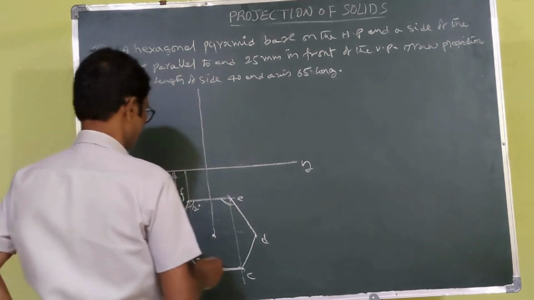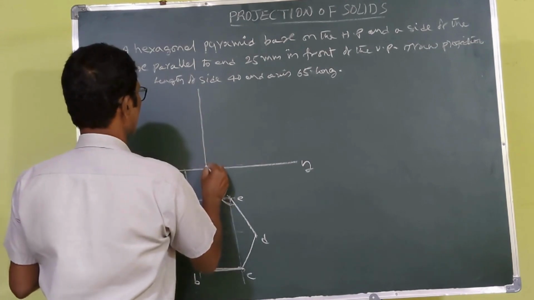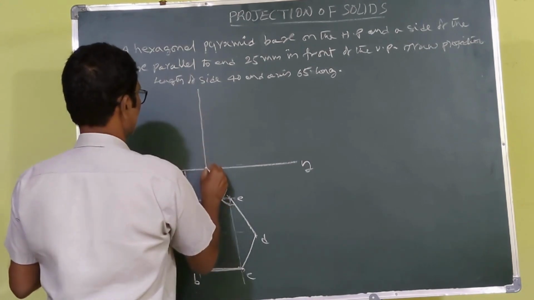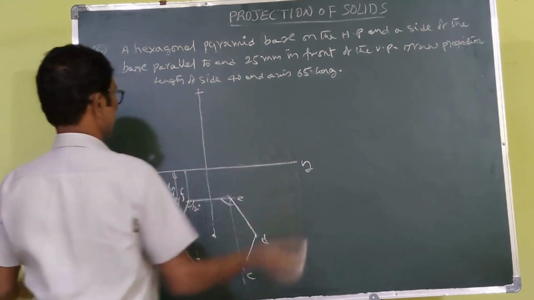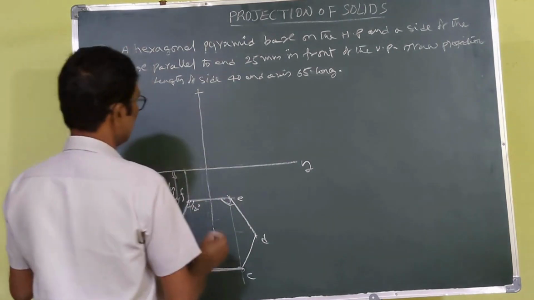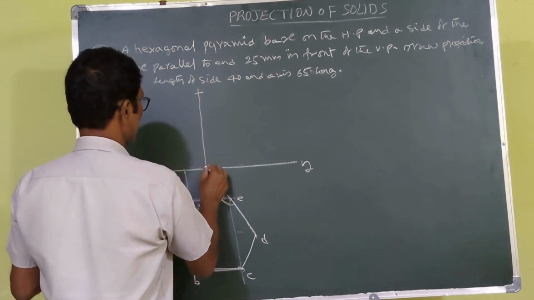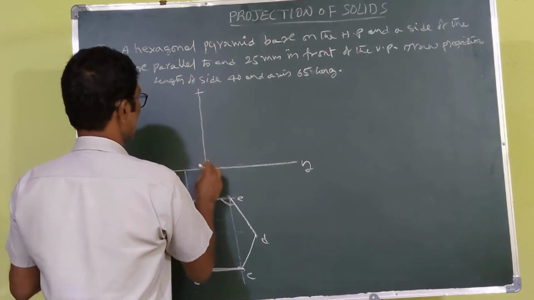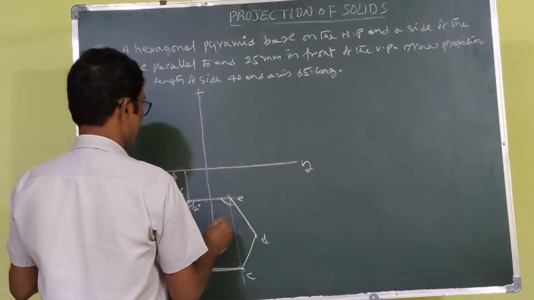So you draw the projector from here to the axis. This is the center. You cut it to 60. So therefore this is the axis. Please understand that this is the axis. That should be a dotted line.